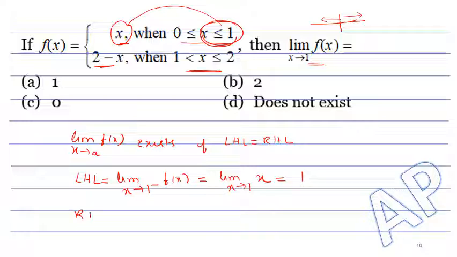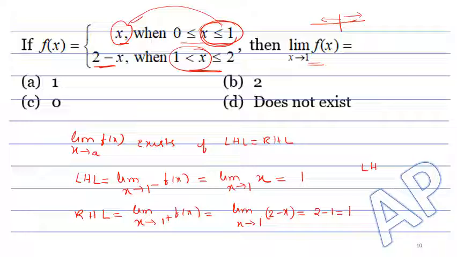Similarly, let us find the right hand limit, which is equal to the limit as x tends to 1 plus of f of x, which is equal to the limit as x tends to 1 of, when x is greater than 1, that is 1 is less than x, I have the function 2 minus x. The function is defined as 2 minus x for x greater than 1, and for x less than 1 it is defined as x. So when you apply the limit, we have 2 minus 1 which is equal to 1.